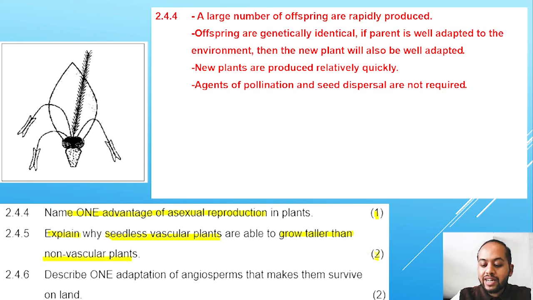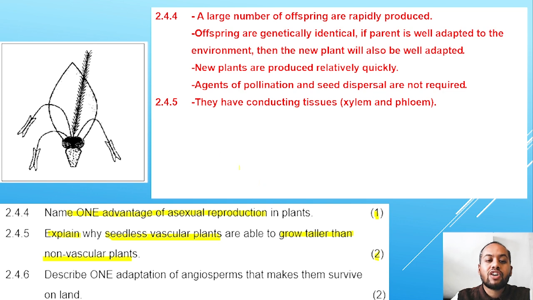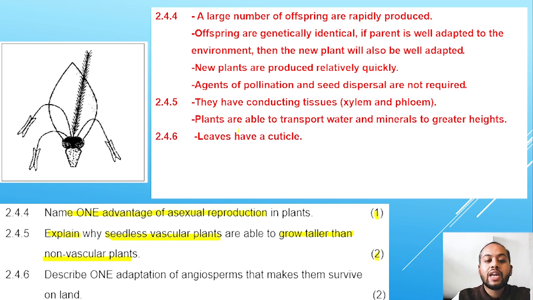What do the pteridophytes have that the bryophyta does not have? The pteridophyta has conducting tissues, so since it's vascular, it comprises the xylem and phloem, very importantly. And the plants are able to transport water and minerals to greater heights. Why? Because they're going to have true roots, stems, and leaves.